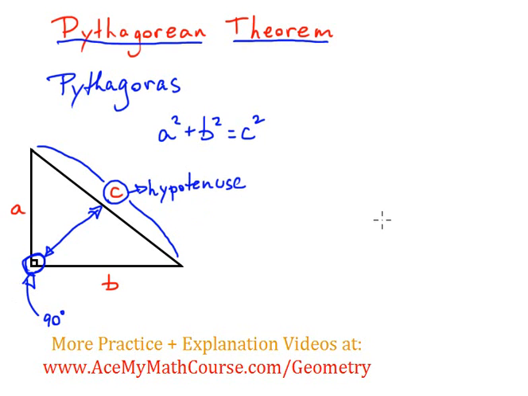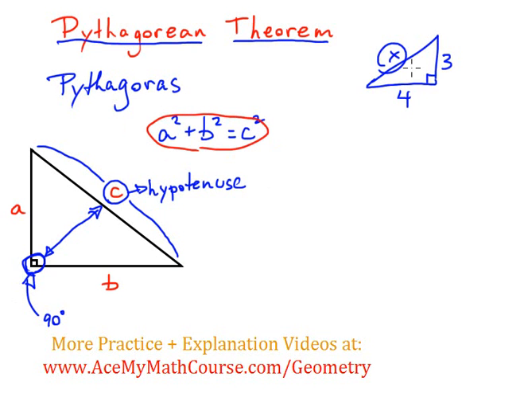Fantastic. So, let's just dive right into an example. So let's say I have this one right triangle. This measures 3, this measures 4, and this we don't know. That's x. Okay, so let's use the Pythagorean theorem to figure out the value of x.